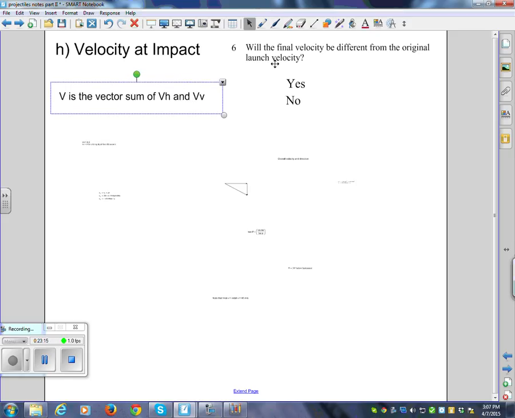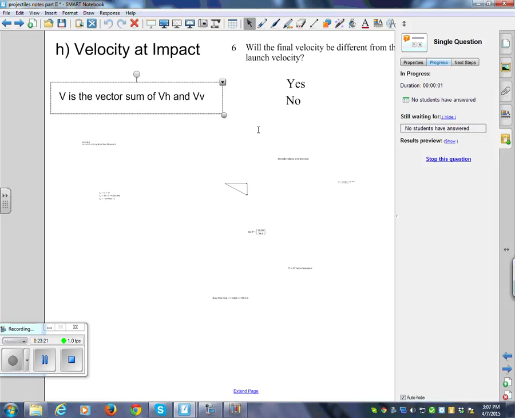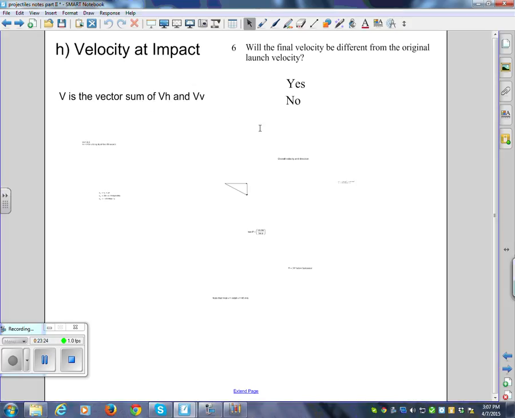Will the final velocity be different from the original launch velocity? I got a question for you. Does it matter if you put vV first or vH first in the squared thingy? The triangle. No? There's no air resistance in this world. Will the final velocity be different from the original launch velocity? What was the original launch velocity? 40, I think, right? Yep.